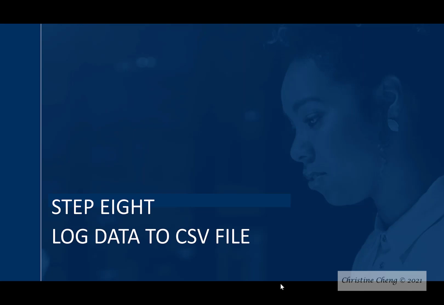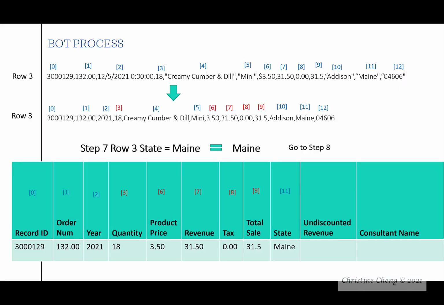In this video, we're going to learn how to write the data by row into our CSV file. Now that we've created our conditional statement using the if action, we want to write the data into our CSV file when the bot identifies a row from our data file for our state.